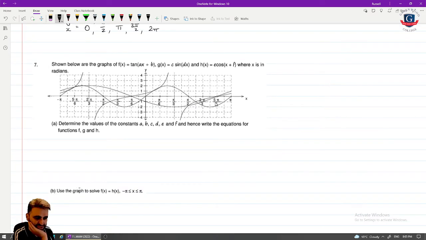This one looks a bit more messy. Determine the functions, the constants a, b, c, d, e, and f, and write the equations for f, g, and h. Yuck. Well, let's do this one first.